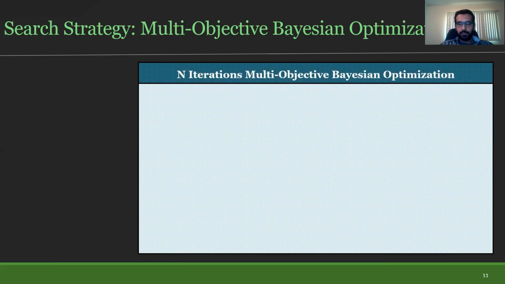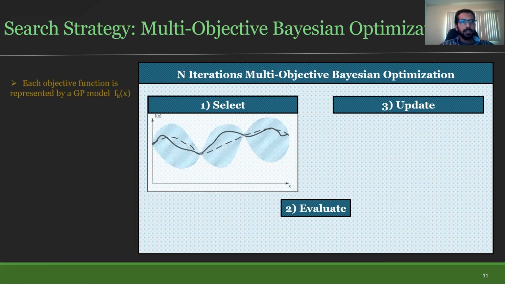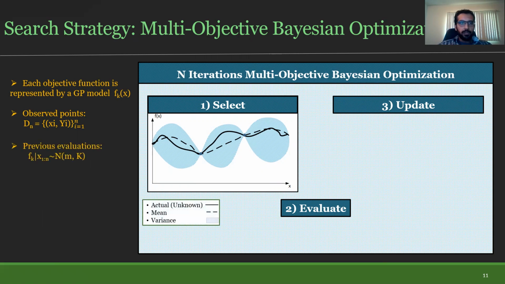So regarding the search strategy itself, which is multi-objective Bayesian optimization, it runs for n iterations. Each iteration, we select an architecture, evaluate it, and then update the search with the current evaluation. So in a Bayesian optimization, each objective function is represented by a Gaussian process model, and the observed points can be annotated as Dn equal xi and yi. Previous evaluations are normally distributed with mean m and covariance k, and as you can see, the actual function is represented by the solid line, and the mean is represented by the dashed line, and the variance is represented by the uncertainty surrounding these two curves.